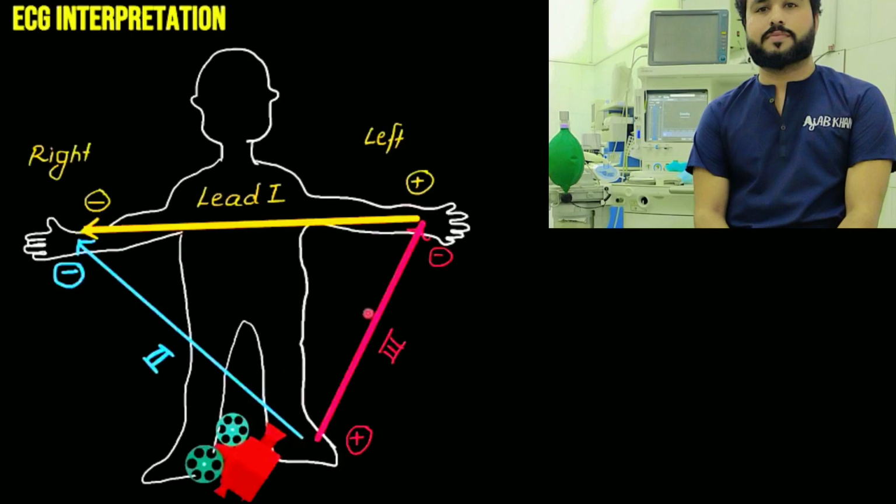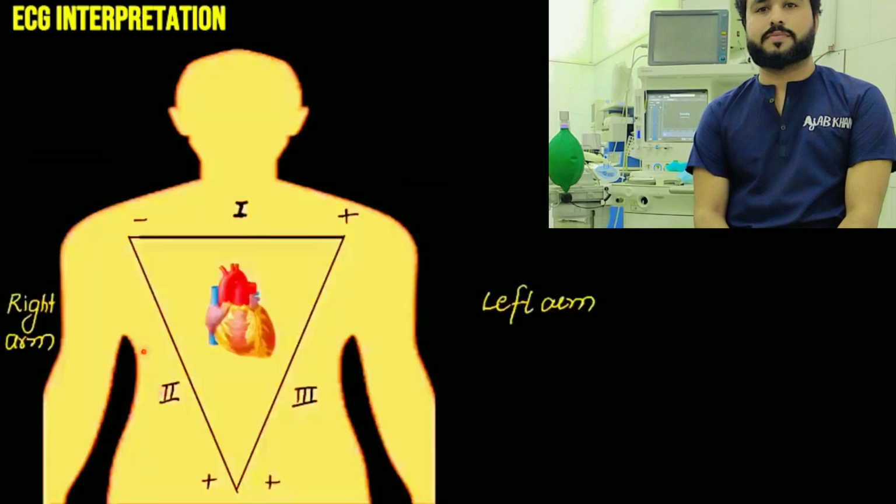So this is how lead 1, 2, 3 are placed, and these are placed at different locations and they are looking at the heart from different angles. Now this is another picture showing lead 1, 2, 3, and these leads are looking at the heart from 3 different angles. Now what mathematicians and physicists did is that they performed certain calculations and they derived 3 more leads from these very leads. And those leads are called as augmented leads. Augmented leads include lead AVR, AVL and AVF.